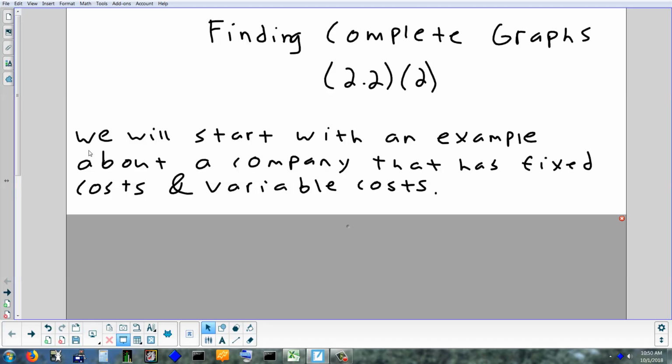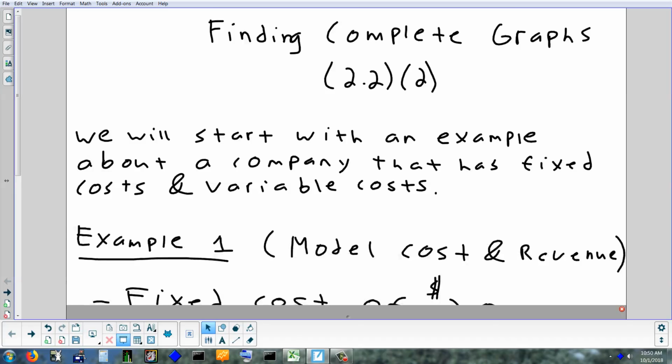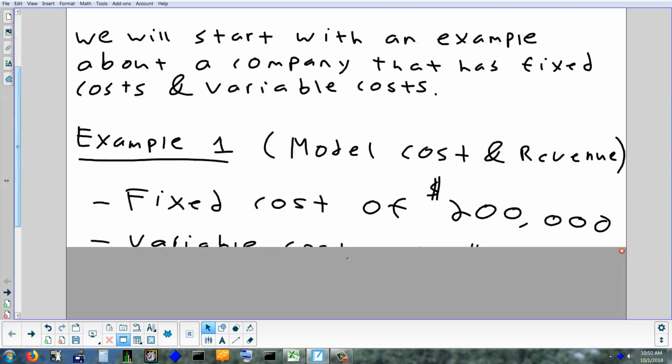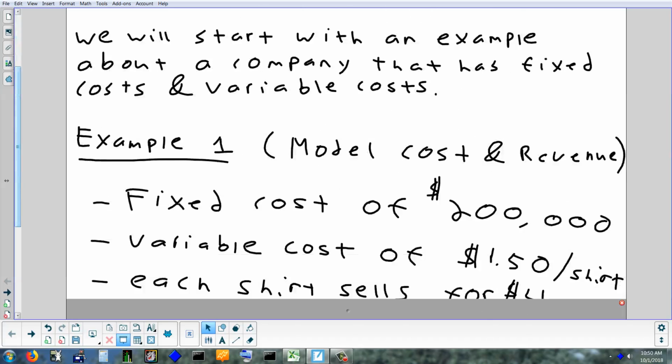A variable cost would be a cost that they have to pay for every shirt. So maybe the material they use, right? They have to pay for each t-shirt that they make. It costs them a certain amount of money to make it, and that cost changes. They make 10 shirts or 1,000,000 shirts, it's a different cost. So this particular company has a fixed cost of $200,000, so that never changes. And it costs them $1.50 for every shirt they produce.